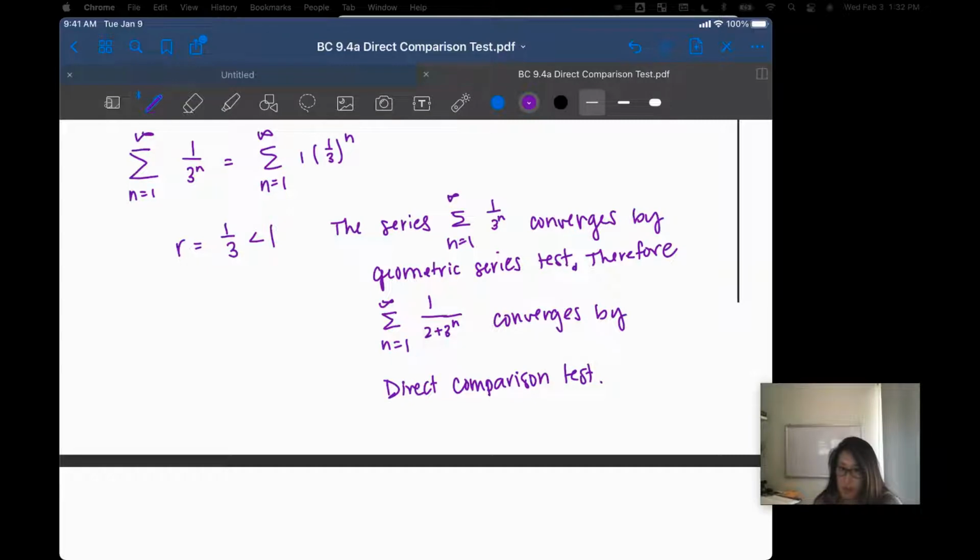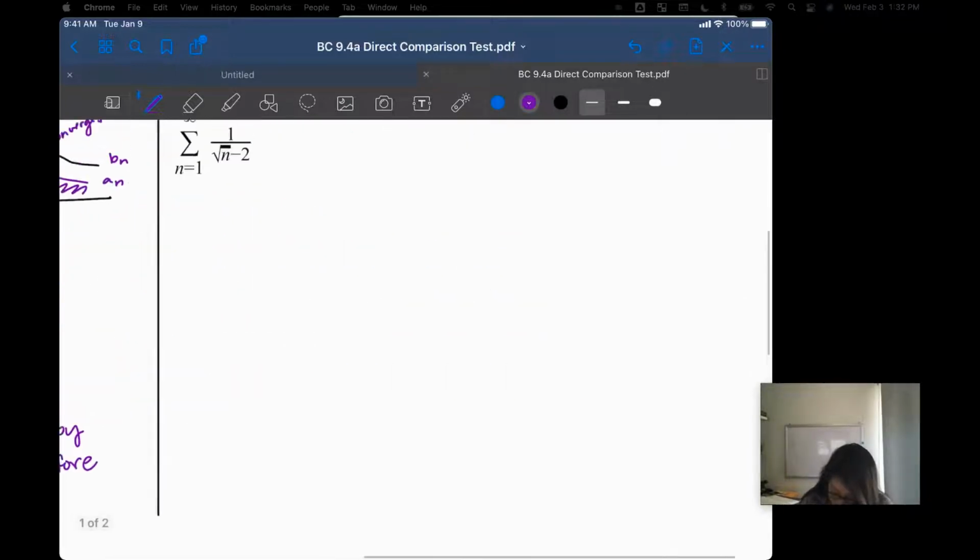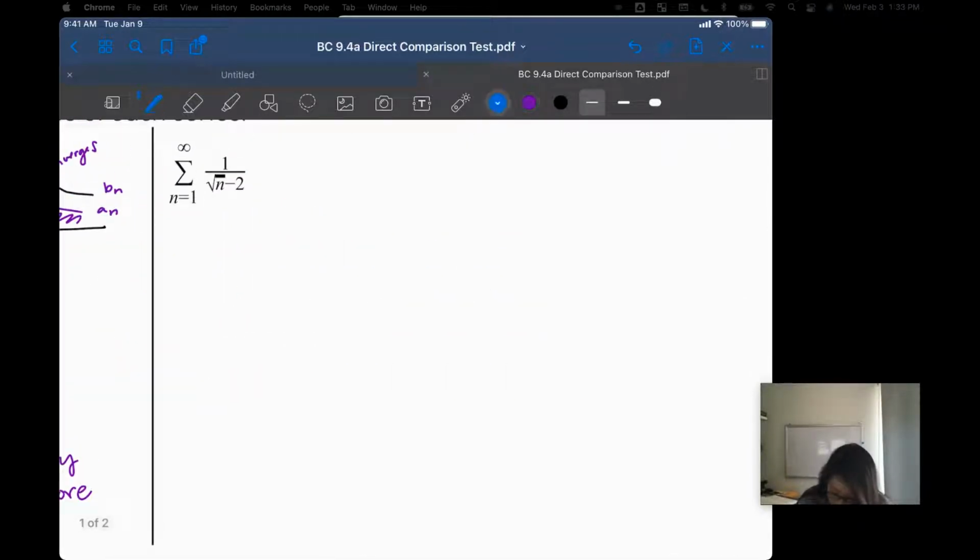All right, moving on. We do need those two pieces of information: how do we know whether the comparing series diverges or converges, and then how does that relate to the series that we are actually evaluating? Up next, the sum from n equals 1 to infinity of 1 over the square root of n minus 2.